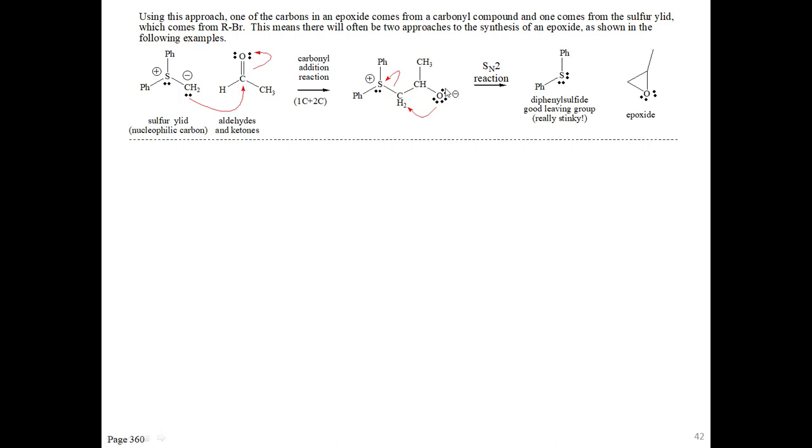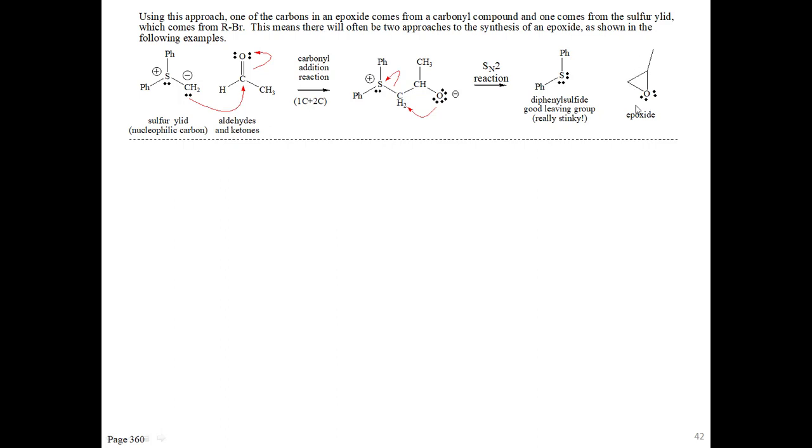Now, what's going to happen is this O- can slam back down on the adjacent carbon where the sulfur is, because the sulfur is such a good leaving group. So it leaves as the diphenyl sulfide that we started off with. And in the process of doing that, it makes a highly strained ring. So we're quenching the minus charge. We have a good leaving group, and so that compensates for the high strain that we put into this ring.